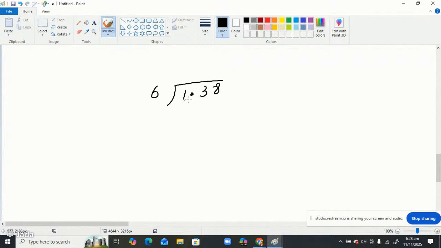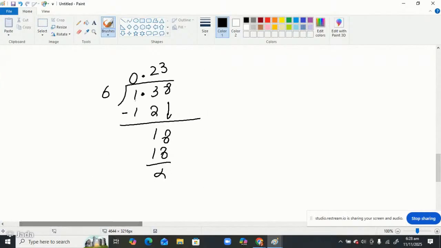This one is less and there is no other digit, so we just put 0 and a decimal point. Now 6 times 2 is 12. Subtraction, 13 minus 12 is 1. Bring down this 8. 6 times 3 is 18. The answer of the first one is 0.23.